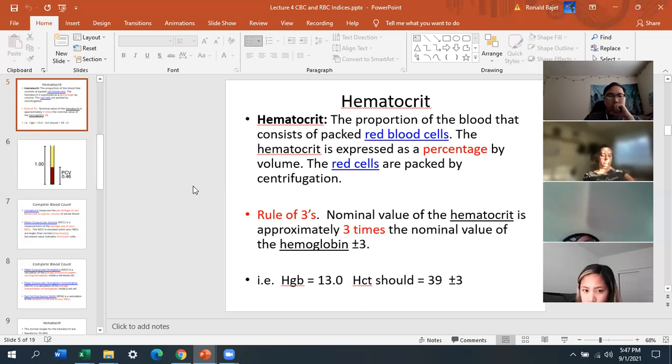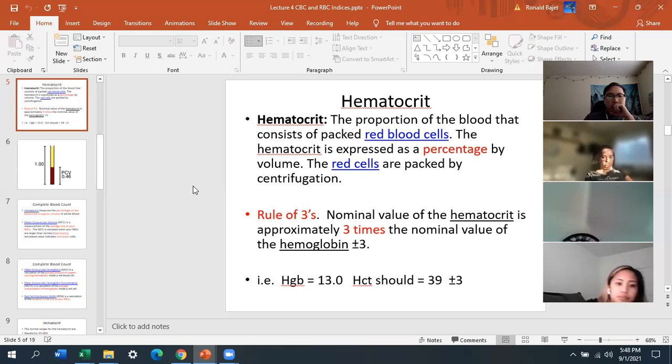The hematocrit should be equal to 3 times the hemoglobin. So 13 times 3 is 39, but then there's leeway. It's 39 plus or minus about 3. But if you get a hemoglobin of 13 and you're getting like 45 or 50, then the rule of threes is a failure. Okay, the rule of threes failed, and your MCHC should also fail as well.